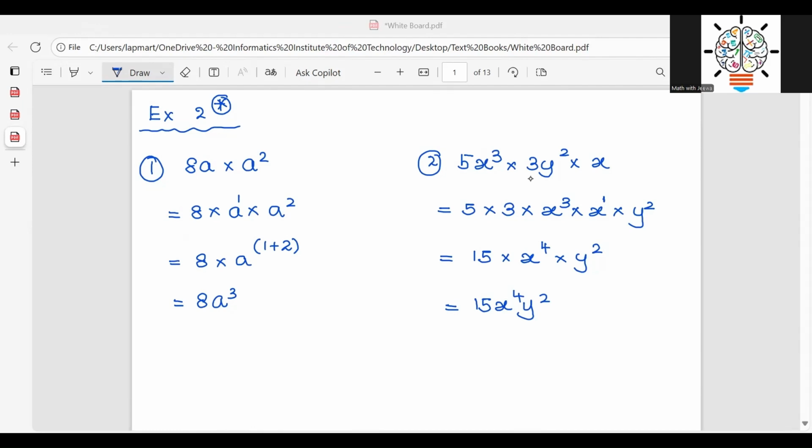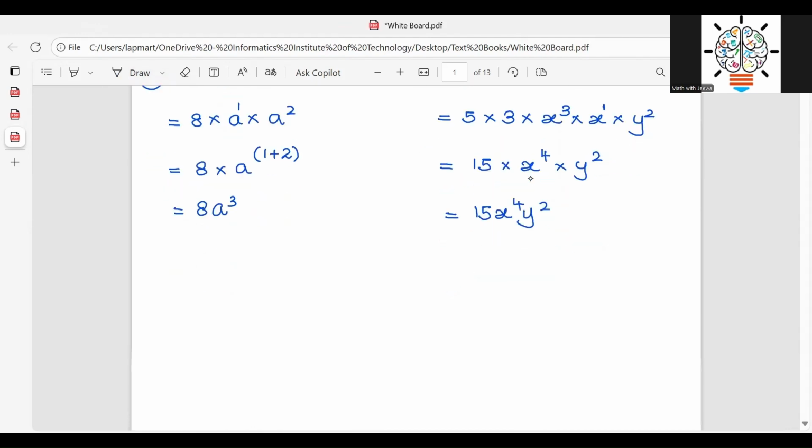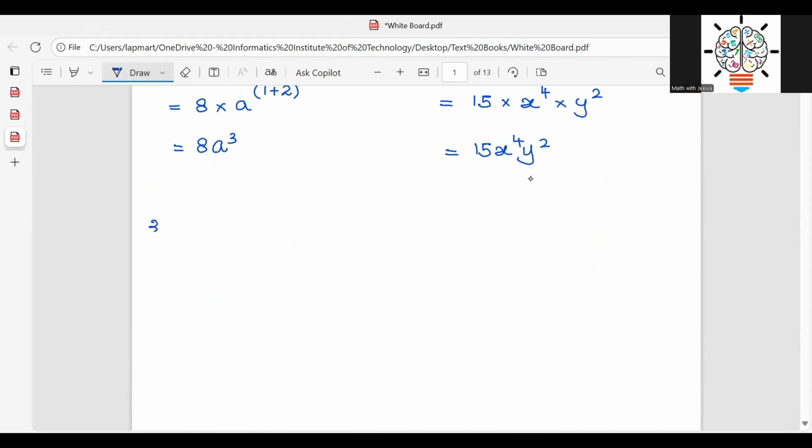The first one I showed the step, but the second one I didn't show it. And what you want to do in the exam, you can't show like that. You need to do this in mind. 3 plus 1, 4. So then you can merge everything together. 15 x to the power 4 and y to the power 2. So then look at the third one.